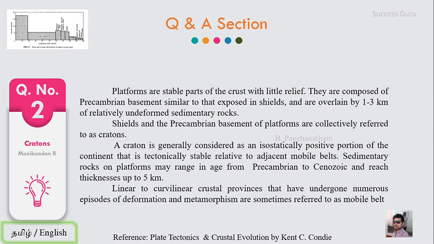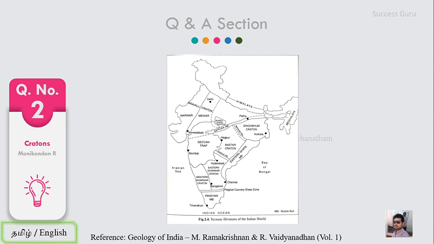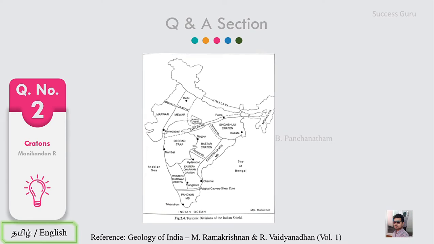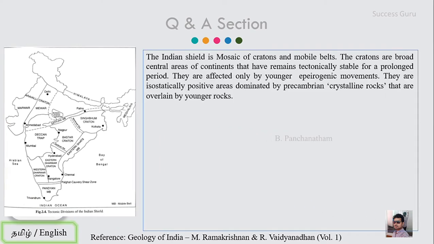So we'll go with the Indian context, and this map shows the different cratons and mobile belts of India, which is from the Geology of India by M. Ramakrishnan and R. Vaidyanathan, volume number 1. This book is published by GSI, the Geological Survey of India. So the Indian shield is a mosaic of cratons and mobile belts. The cratons are the broad central areas of the continent that have remained tectonically stable for a prolonged period, and they are affected only by younger epirogenic movement.